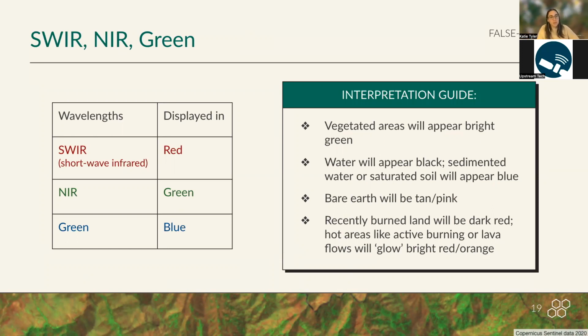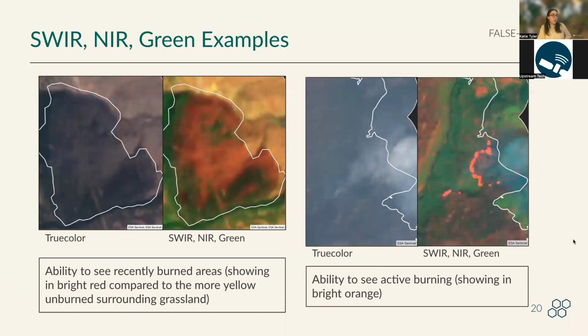What this layer I think is most useful for is looking at recently burned areas, because those areas will be dark red. And even if there are active burning areas or hot areas, those will be a glowing reddish orange. So here we have a couple examples.